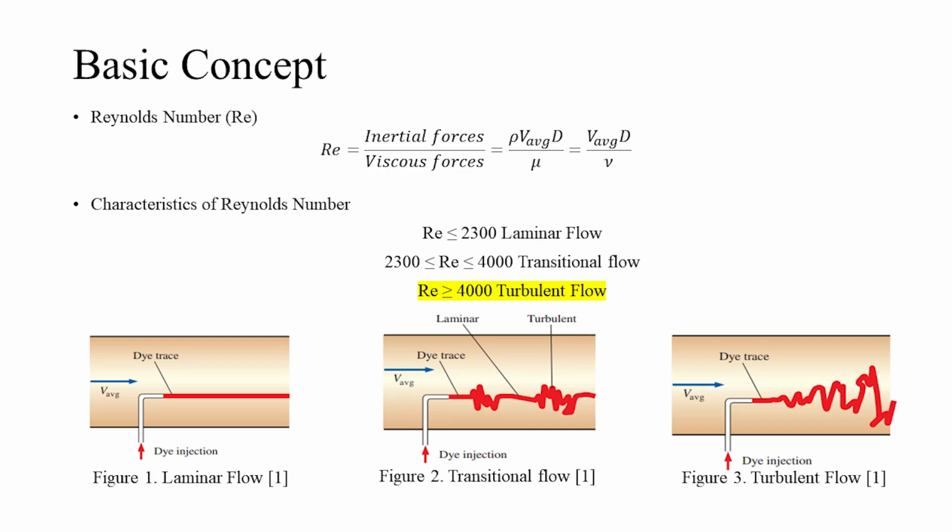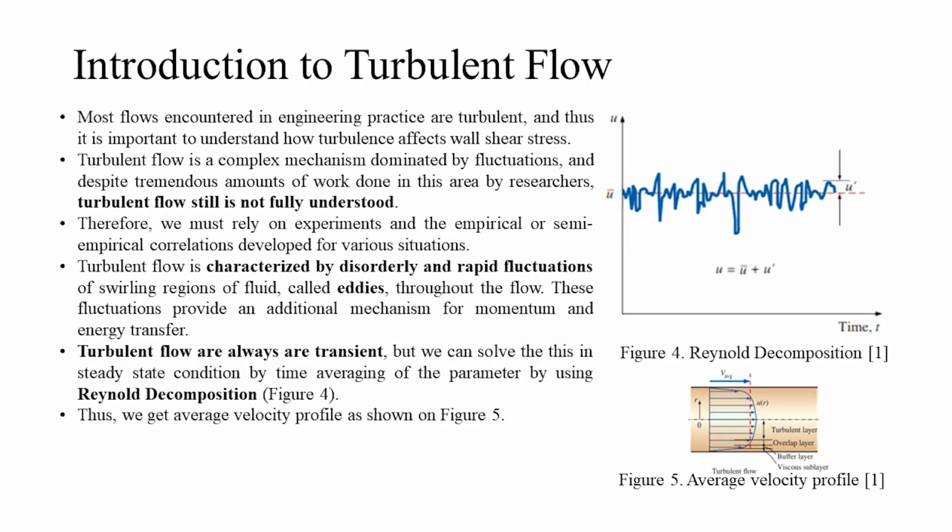Turbulent flow occurs when the Reynolds number is greater than 4,000 for a circular pipe, where inertia forces are more dominant than viscous forces. Above a Reynolds number of 10,000, the flow is considered fully turbulent. Most flows encountered in engineering practice are turbulent, and thus it is important to understand how turbulence affects wall shear stress. Turbulent flow is a complex mechanism dominated by fluctuations, and despite tremendous amounts of work done in this area by researchers, turbulent flow still is not fully understood.